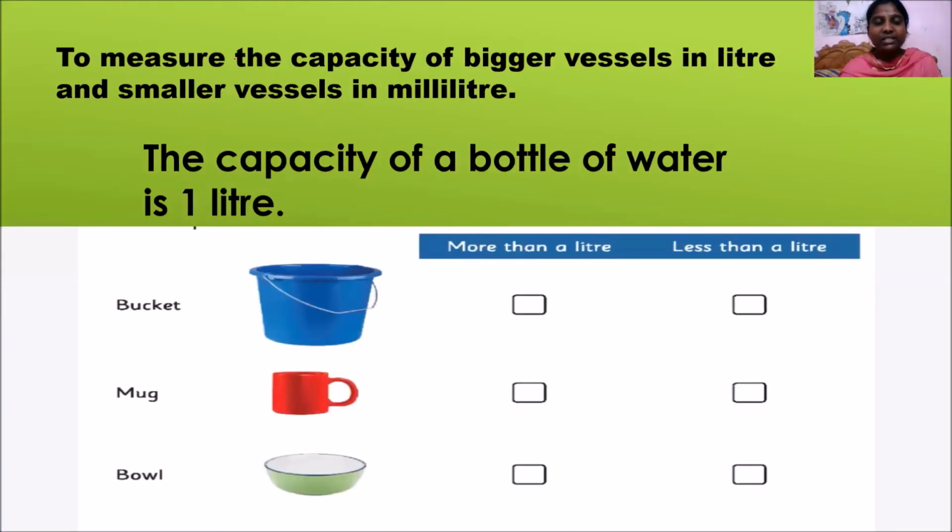From the previous activity, we come to the conclusion to measure the capacity of bigger vessels in liter and smaller vessels in milliliter. The capacity of a water bottle is 1 liter. Using the 1 liter water bottle, we are going to fill this bucket, mug and bowl. Now, you have to find out the capacity of an object, whether it is more than a liter or less than a liter. Are you ready to find out, children?